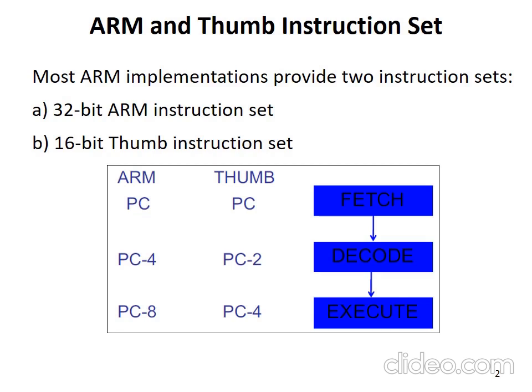Because when a processor is executing an ARM instruction, which is 32-bit, the PC, which holds the address of the next instruction to be fetched, is incremented by 4. And whenever a processor is executing a thumb instruction, which is 16-bit, the PC is incremented by 2. For 3-stage pipelining, fetching, decoding and executing, how the program counter is updated is shown here.